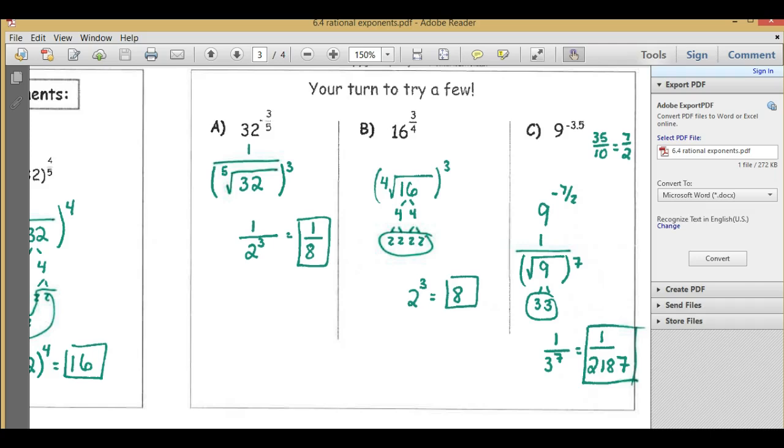4th root of 16, we actually did that earlier, I believe. And you get 2. Again, I'm going to cube it after I take the radical. It's just numbers are smaller, much easier to do. 2 cubed, again, is 8.